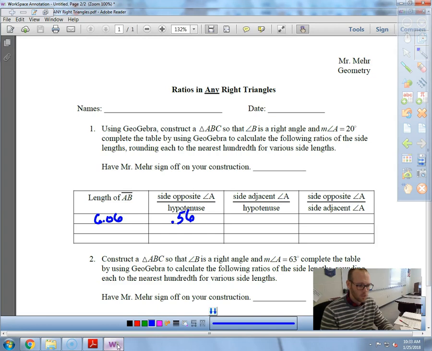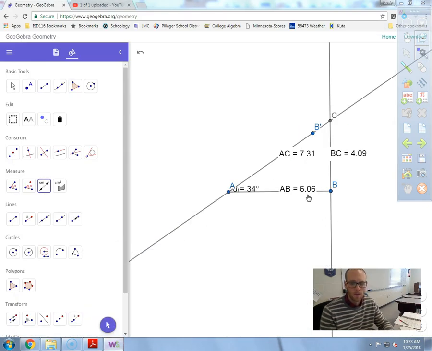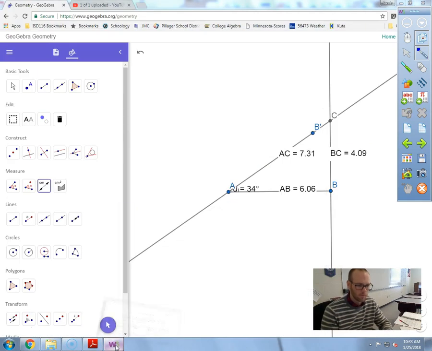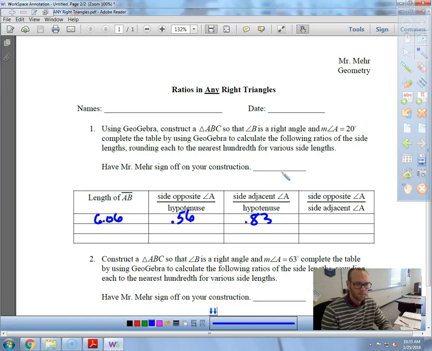Now I'm going to do the adjacent over the hypotenuse. I'm going to look at this. 6.06 divided by the hypotenuse, 7.31, and I got 0.83. Then I'm going to do the opposite over the adjacent. So I'm going to do 4.09 divided by 6.06, and I get 0.67.